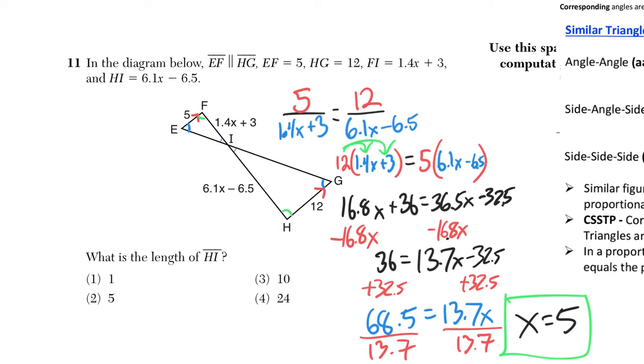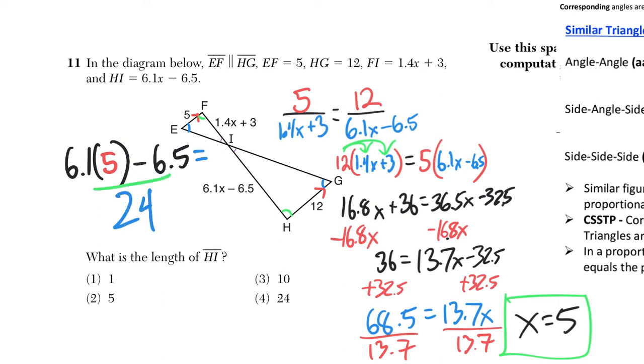So what we're going to have to do, of course, is plug it in. So it's going to be 6.1 times x, which we just figured out is 5. And when you pop that into your handy dandy calculator, that's going to give us 24. This is the answer. And wouldn't you know, option number 4 is 24. That's the correct answer.